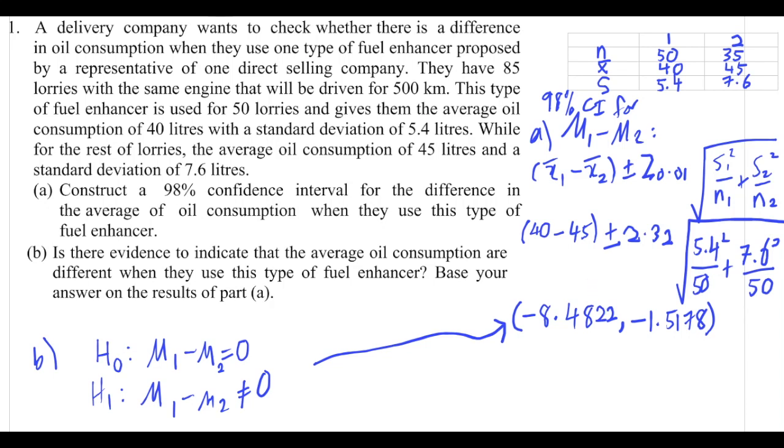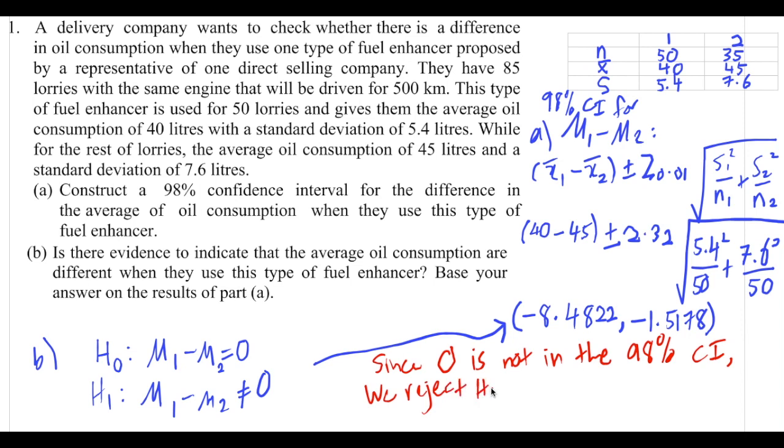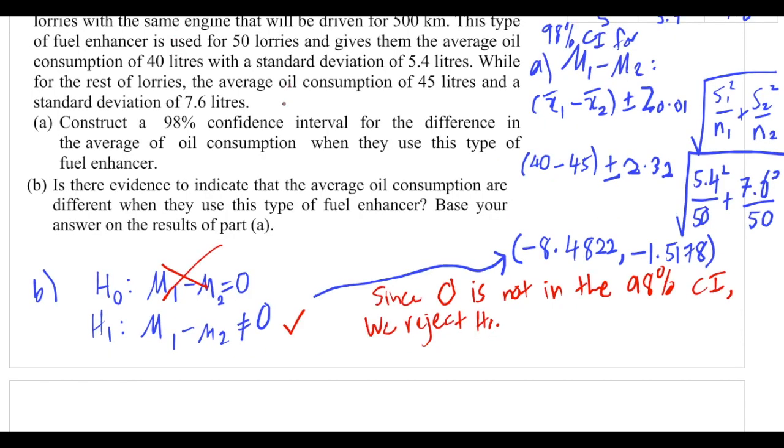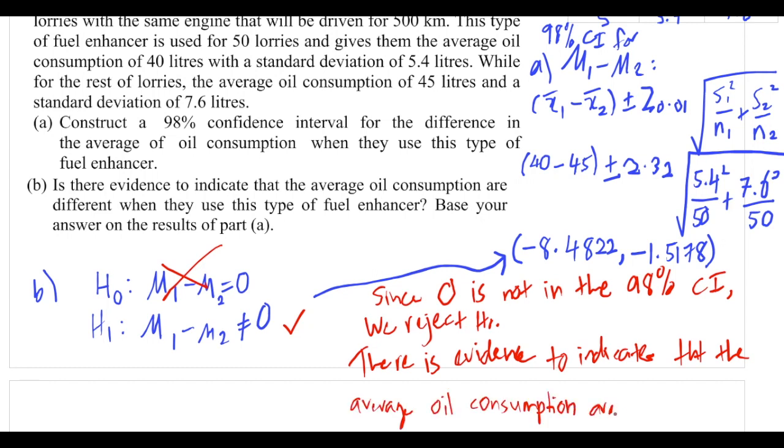So my conclusion would be, since 0 is not in the 98% confidence interval, we reject H null. So if we reject H null, we would accept the alternative. Is there evidence to indicate the average oil consumption are different? Yes, the oil consumption are different. So I would write it as there is evidence to indicate that the average oil consumption are different.